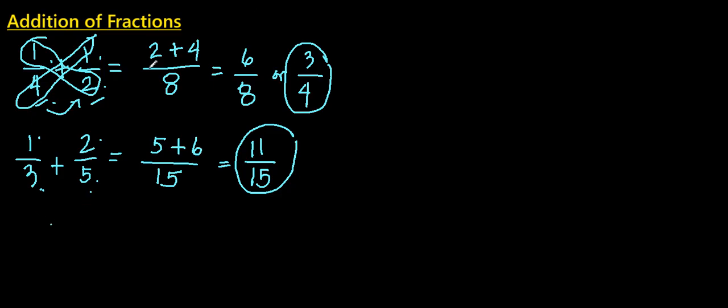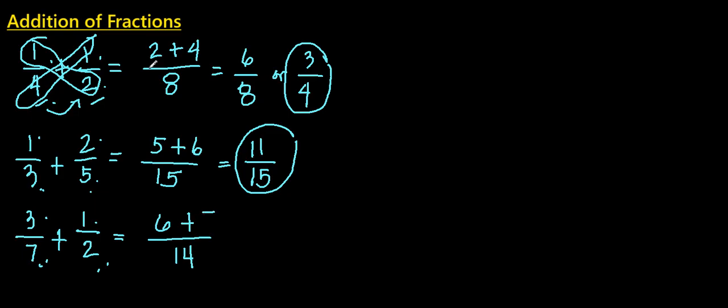Next is 3 over 7 plus 1/2. So first we have to multiply the denominators. 7 times 2 is 14. Then cross multiply. 3 times 2 is 6 plus 7 times 1 is 7. Total is 13 over 14.